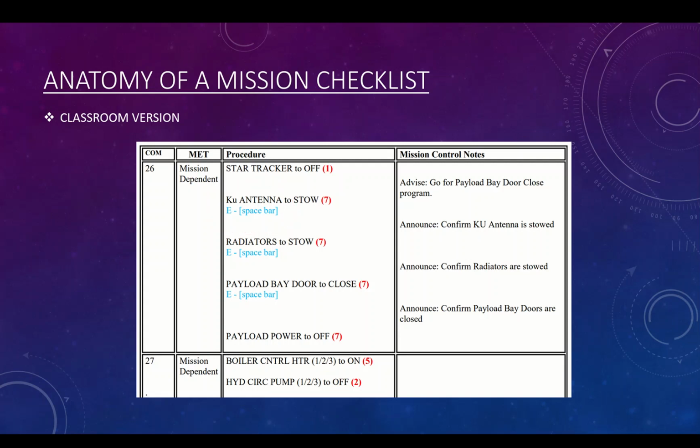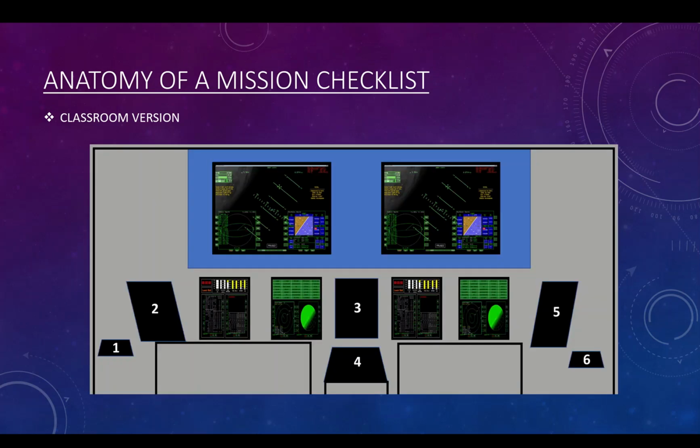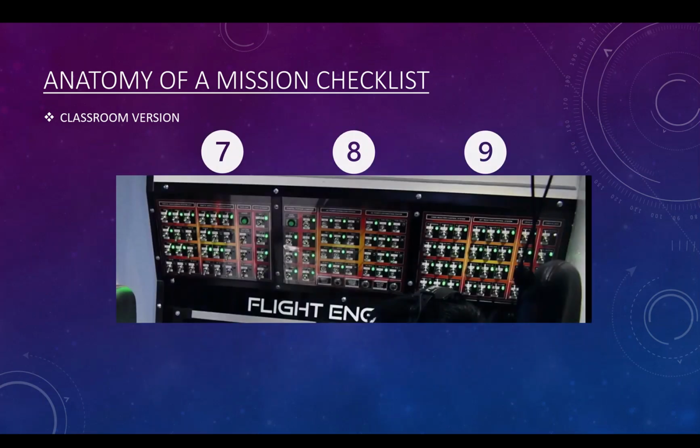We also see a red number 7 beside the command. This corresponds to a panel number in the sim. The commander and pilot panels are numbered left to right, 1 through 6, and the same for the flight engineer, 7 through 9.